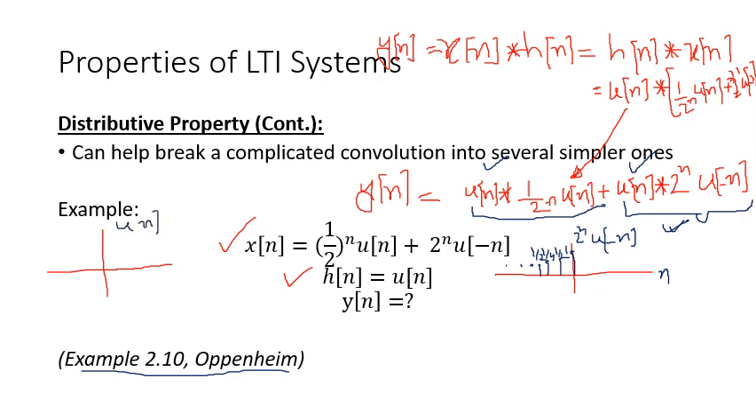Okay, so u of n equals 1 for n equal to or greater than 0, right? So this is 1 for all values of n. Then the second part to find the convolution is replacing n by k. So it's u of k, and this also n is replaced by k, so this also will be 2^k, right? And u of minus k, so this signal exists for negative values of n. For positive values of n, this is 0.